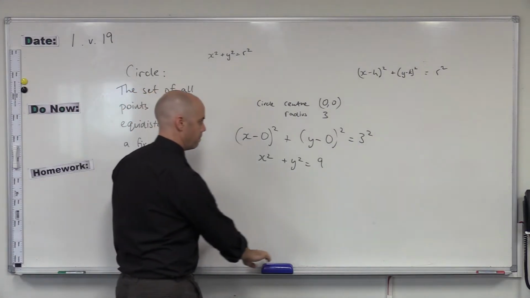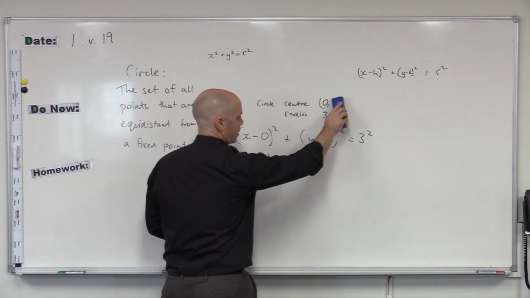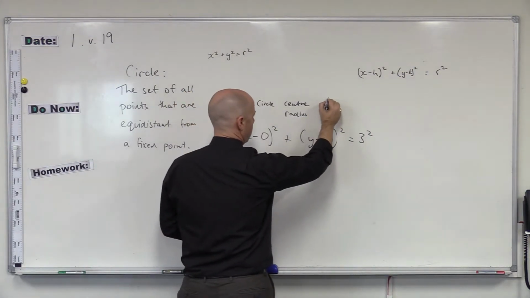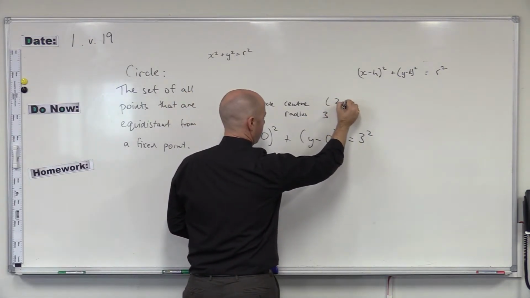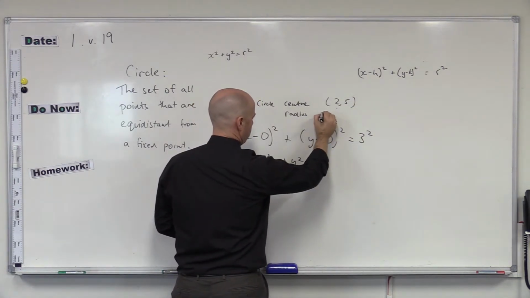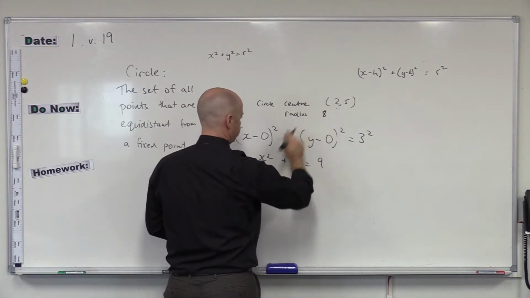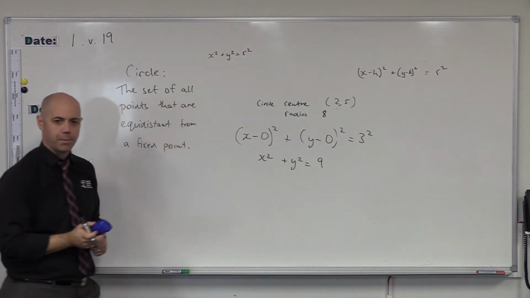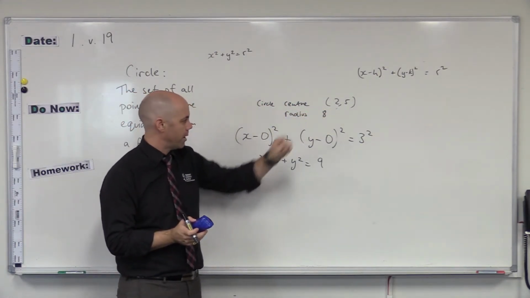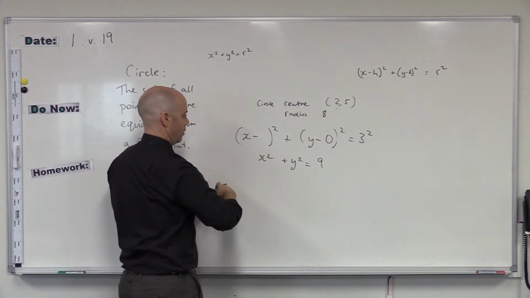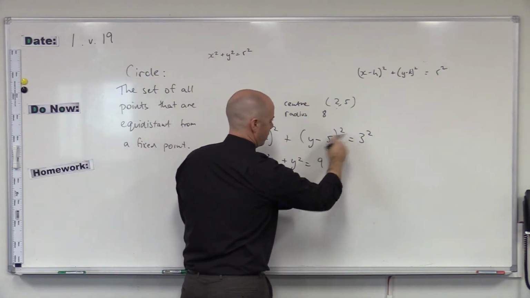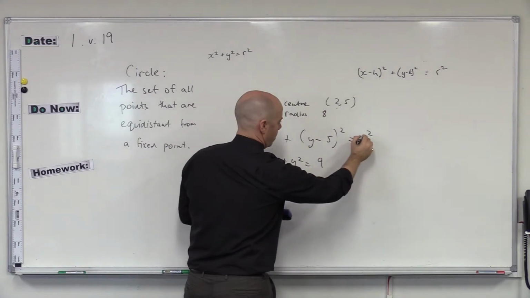Okay? What if I ask, what does it now become? Now I've got a circle, centre 2, 5, radius 8. Okay? 2, 5, 8. Yes.